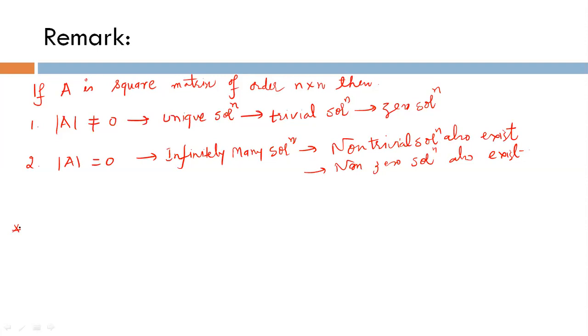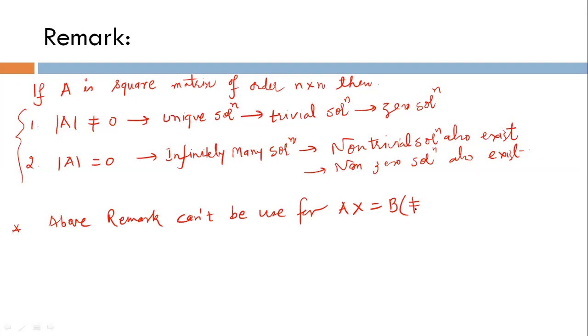एक बात को ध्यान रखिएगा, this remark we cannot use for non-homogeneous. Above remark cannot be used for Ax equal to B, means non-homogeneous system, and B is not equal to the null vector.